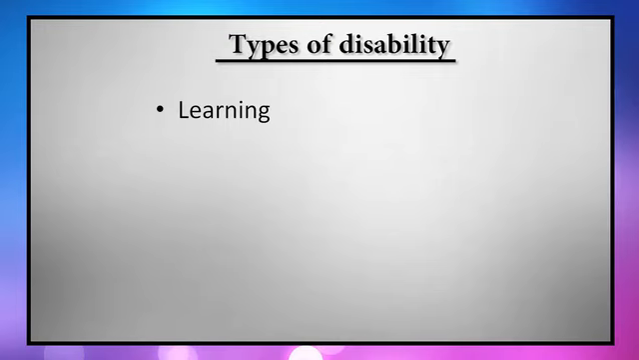For example, learning disability, which can be of various types, like dyslexia, where one has problems in reading. It can be dysgraphia, when one has problems in writing. It may be dyscalculia, where one has problems with mathematics, with numbers. The other kind of disability may be locomotor disability, where one has problems in movement. It may be due to some orthopedic problem like polio, or it may also be due to cerebral palsy, where the brain is affected and which affects the movement of the person.